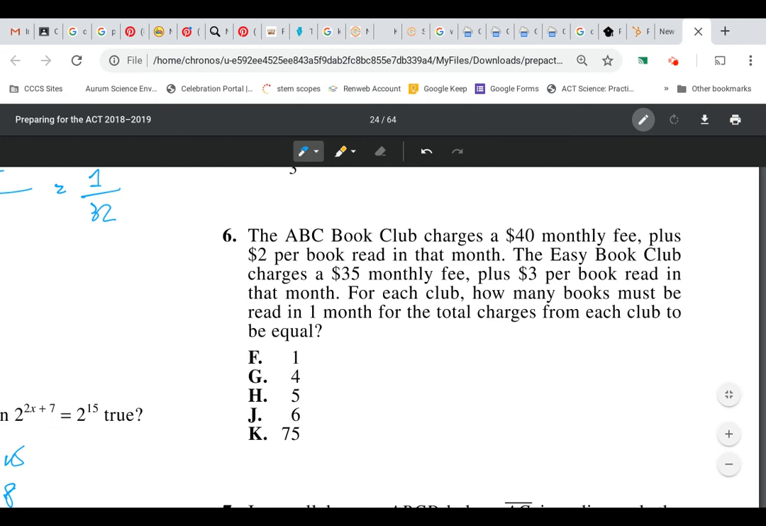Okay, so you know $3 per book. If you want to find the total amount of money you spend on books, it's $3 per book times the number of books. Same thing for $2. All right. For each club, how many books must be read in 1 month for the total charge from each club to be equal? Okay, so we have to set something to be equal to each other.